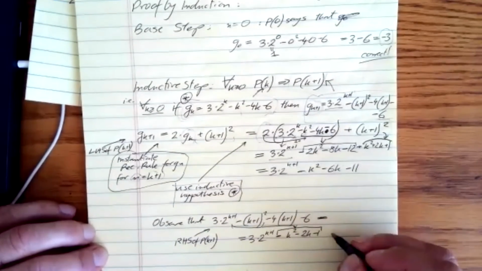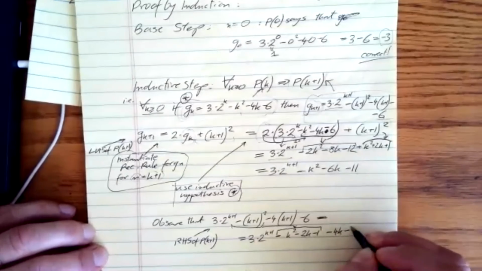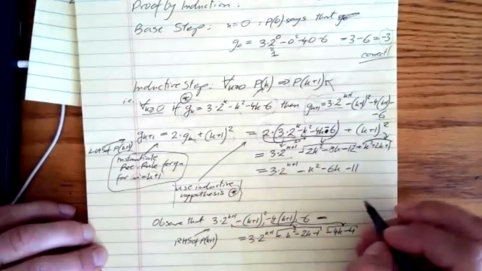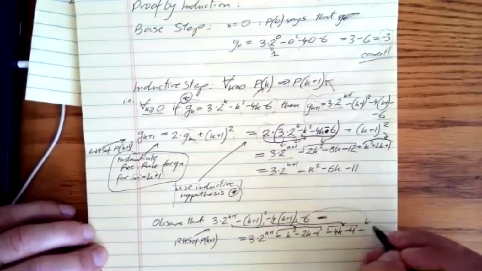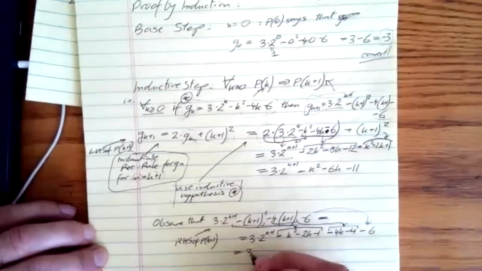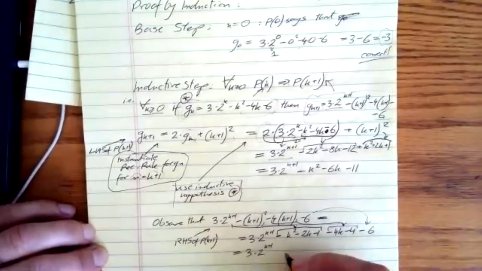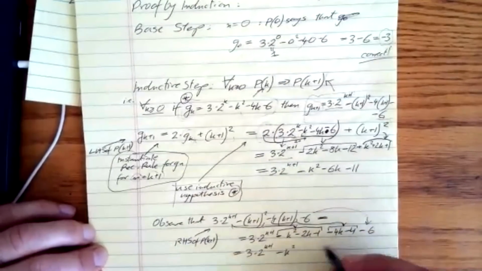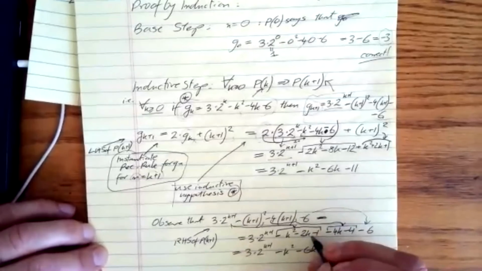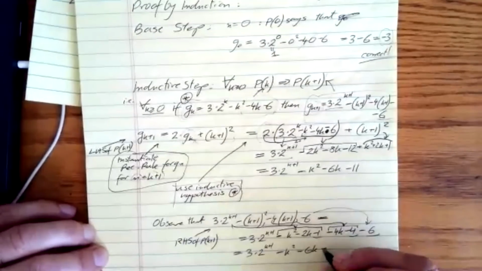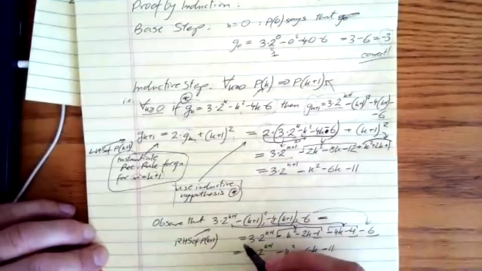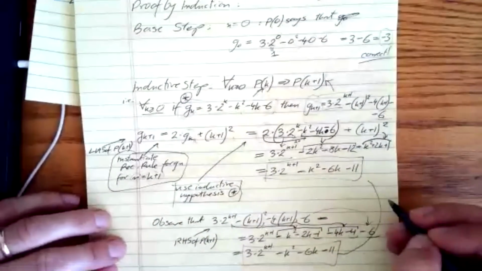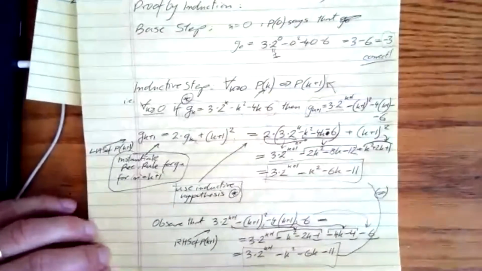Minus 4k plus 1, so it's minus 4k minus 4. That's this. And minus 6, right? Okay, and now let's simplify. So it's 2k plus 1. So it's minus k squared is alone. Minus 2k minus 4k is minus 6k. Minus 1 minus 4 minus 6 is minus 11. And I declare victory. These two things are equal. Right?